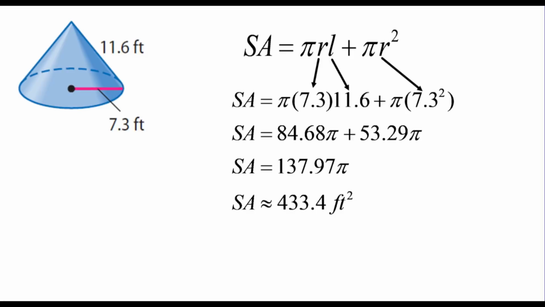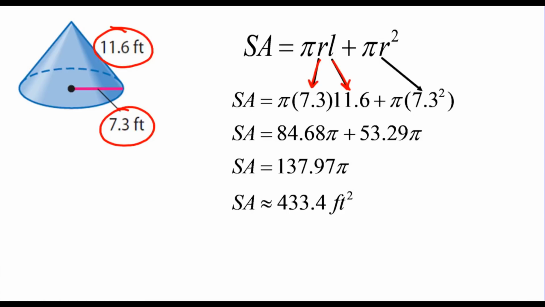So let's take a look at this example. We have a cone here, pi times the radius times the slant height. Well, my radius is 7.3 feet, and my lateral height or the slant height is 11.6 feet. So that's where I got these measurements here.